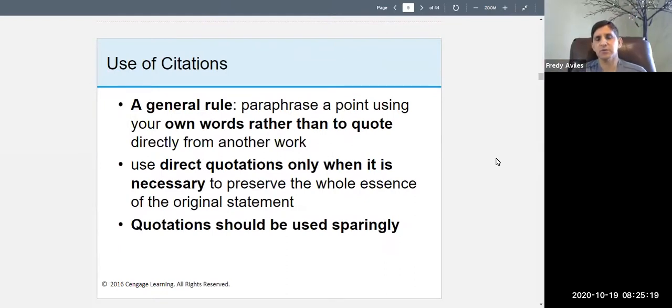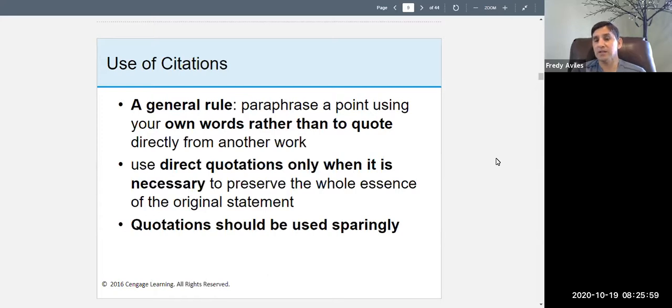Use of citations: as a general rule, you need to paraphrase a point using your own words rather than quoting directly. So when you give credit to the author, you're using a citation, but you are still writing things in your own words. Sometimes students forget that, but you have to write things in your own words. Only when it's a quote do you use the author's exact words. Use direct quotations only when it is necessary to preserve the whole essence of the original statement. Use of quotations should be sparing. That's usually something that's not done when you write a research report. It's just not something that's done very commonly when you're using APA style.